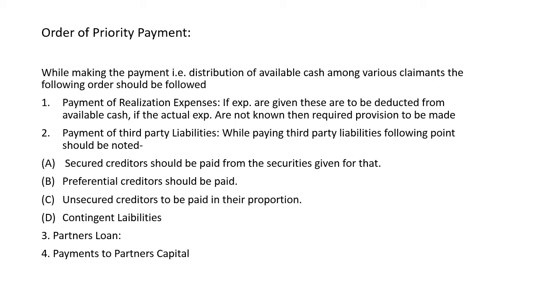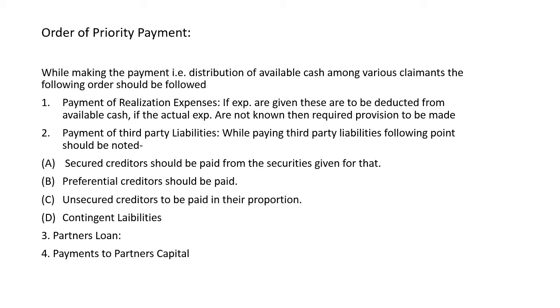Suppose cash available is less than the amount payable to unsecured creditors, and if unsecured creditors are more than one, then the amount is required to be paid out in the proportion of their claim. In the proportion of their claim means proportionately the amount is to be paid to unsecured creditors as and when available for distributing to the unsecured creditors.